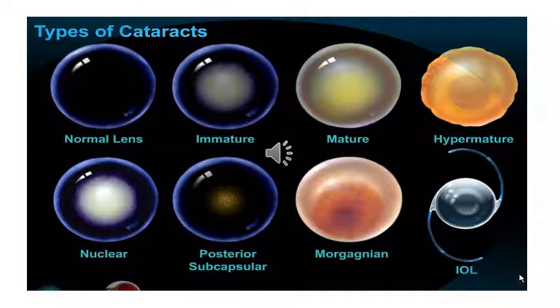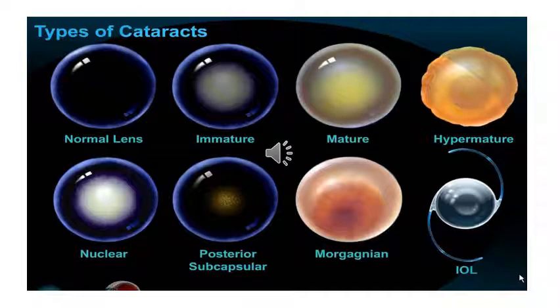This image will give you a complete description of all the types I just spoke about. The normal crystalline lens is just a clear lens. Immature lens, only part of the lens is opacified. Mature lens, all the lens is opacified. Hypermature, you can see it's a shrunken and smaller lens which lost its content almost.